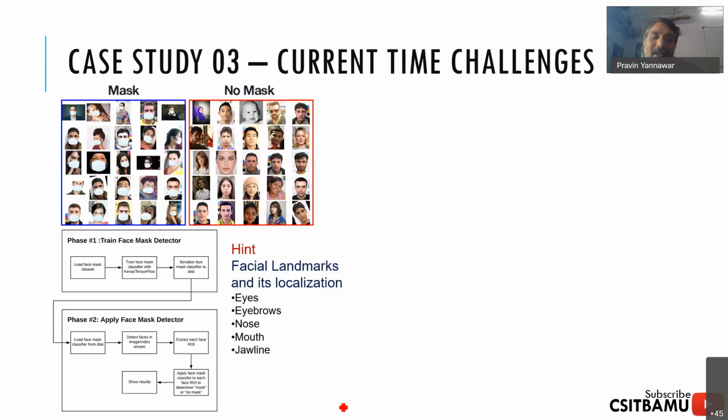You can go ahead. So facial landmarks and their localization you need to do, that is eyes and eyebrows. Whenever you look at a face, first you need to find out eyes, nose, mouth, eyebrows, and jawline. But when you wear a mask, what is available? Only eyes and eyebrows are available. Nose, mouth, and jawline are not available.